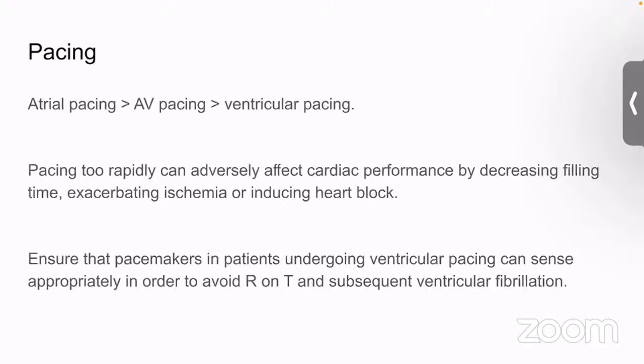Usually, atrial pacing is preferred to atrioventricular pacing, and atrioventricular pacing is preferred over ventricular pacing. Pacing too rapidly can adversely affect cardiac performance by decreasing filling time, exacerbating ischemia, or inducing heart block. We have to ensure that pacemakers in patients with ventricular pacing can sense appropriately in order to avoid R-on-T phenomenon and subsequent ventricular fibrillation.